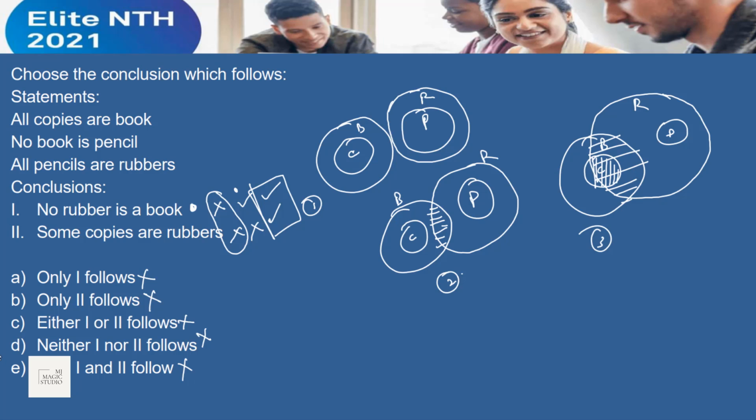Which one to be selected? D. In all the 3 Venn diagrams associated together, the best one is neither 1 nor 2 follows, because it should follow in each Venn diagram which we make.